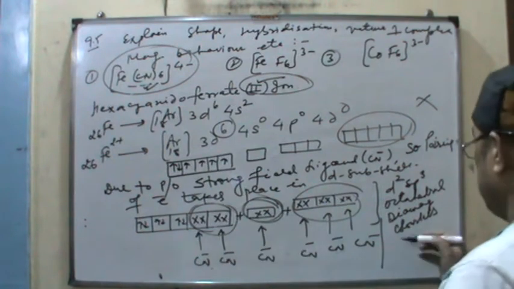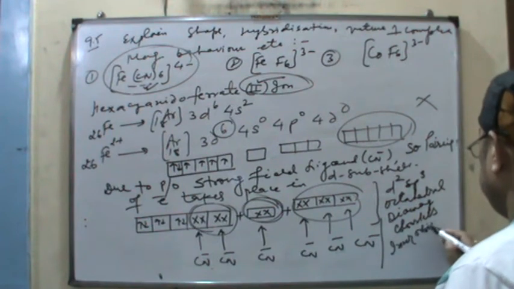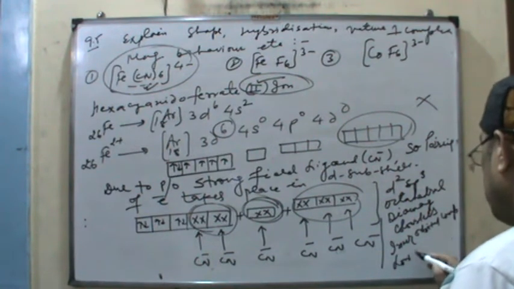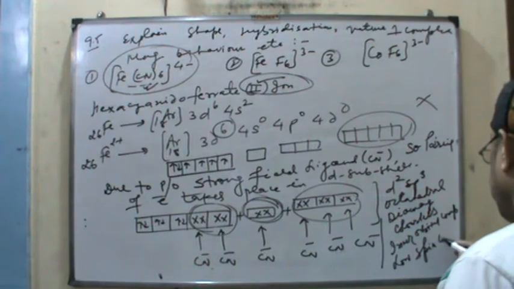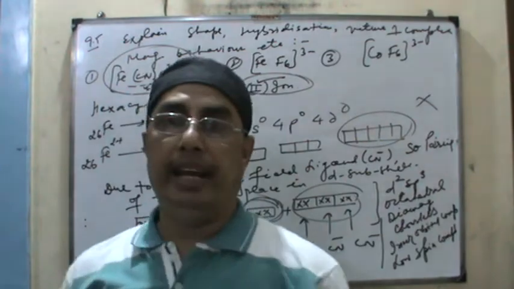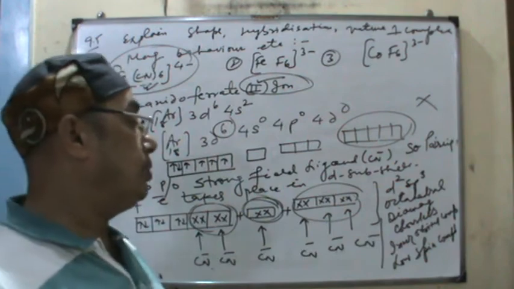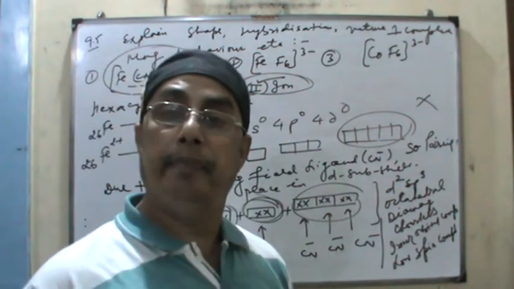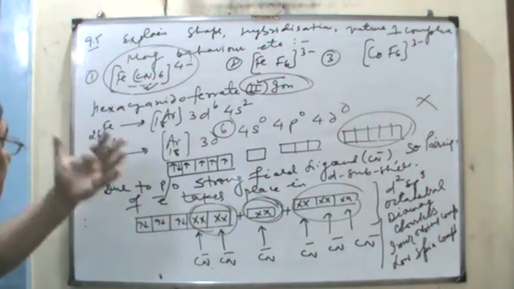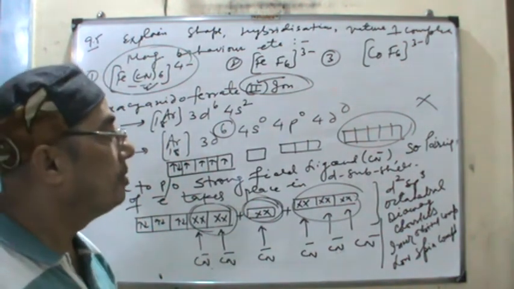Since d2 orbital is involved, it is the inner orbital complex, or you can say low spin complex. So all the answers are assembled here: d2sp3, octahedral, diamagnetic, as well as colorless, inner orbital complex and low spin complex. All these criteria are defined by strong field ligand. I hope it is clear to everyone.